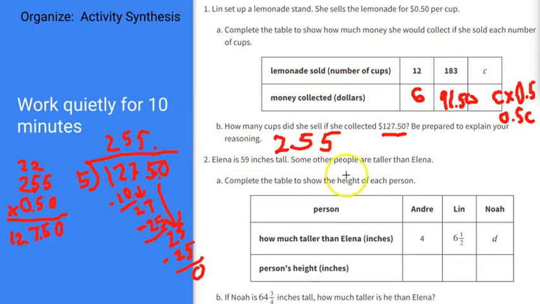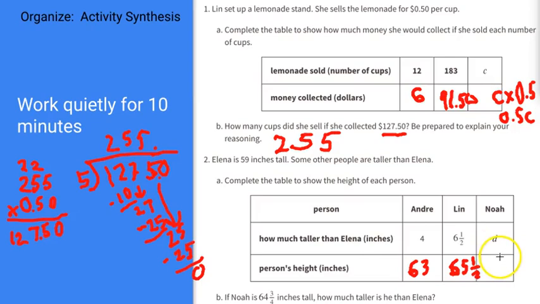Okay, what about here? Elena is 59 inches tall. Some other people are taller than Elena. So we've got Andre, who's 4 inches taller. So how tall is he? Yeah, 63 inches, right? What about Lynn? Yeah, that one's 55, or no, I'm sorry, 65.5 inches. You're just adding here.